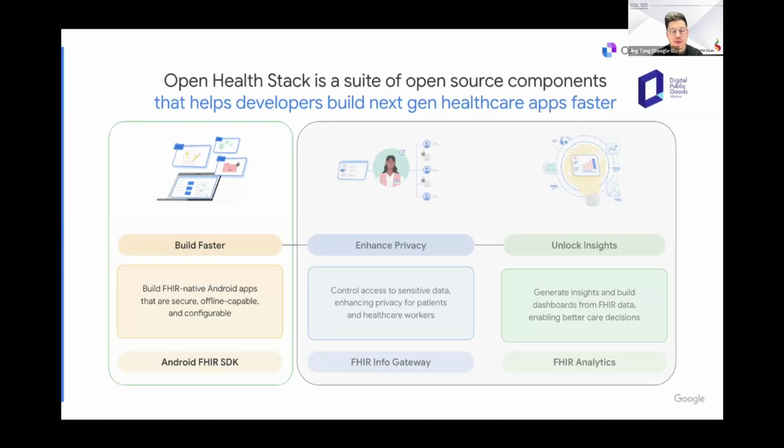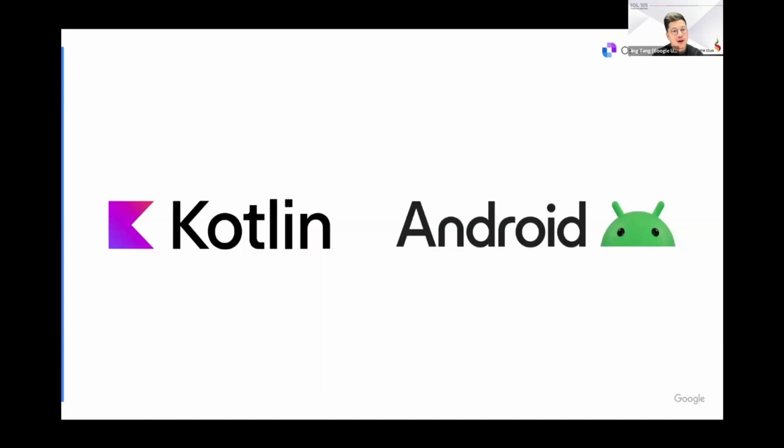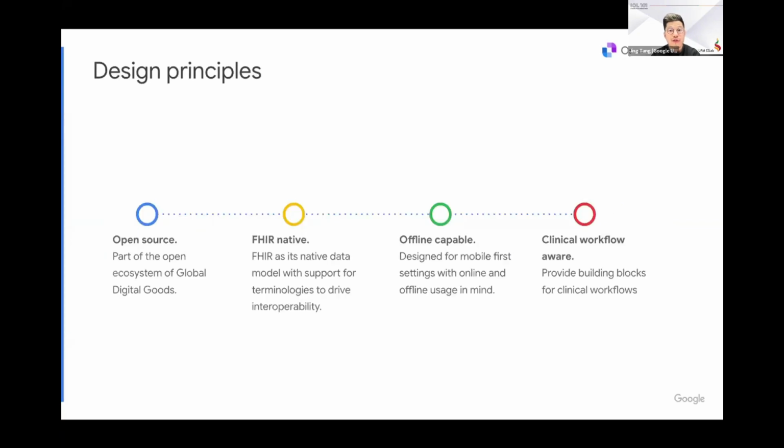Specifically, the Android FHIR SDK is one of the things that we created at the very beginning, trying to help developers build Android apps that are secure, offline capable, and configurable. But most importantly, leveraging the healthcare standard, which is FHIR. It is written in Kotlin, and obviously it is on Android, the biggest operating system in the world. So I think especially in a lot of low and middle income country settings, Android has a very, very vast reach. So we have a few design principles that we laid out at the beginning of the work.